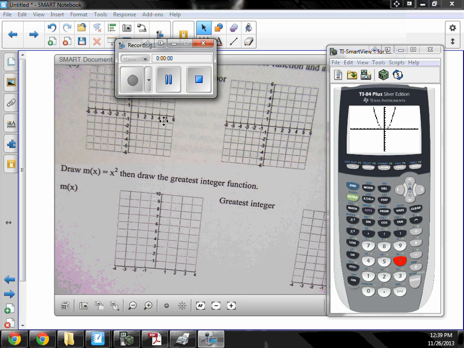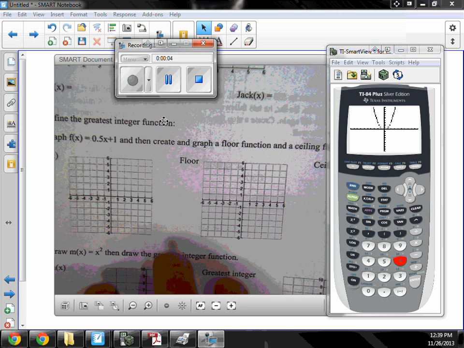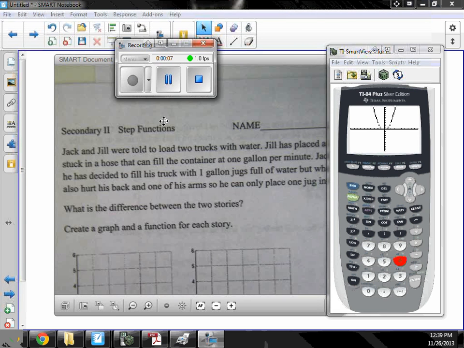We're going to do two worksheets today. The first one is the step function worksheet. So this one.